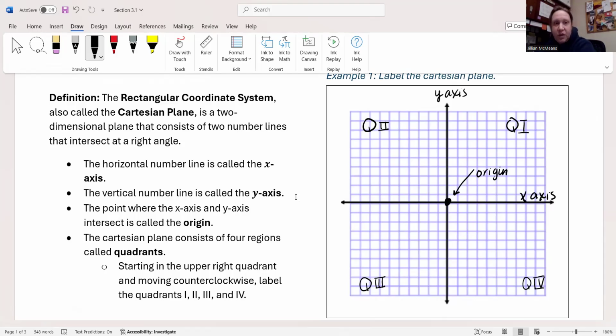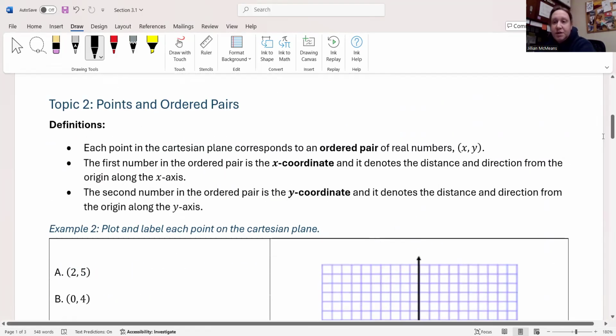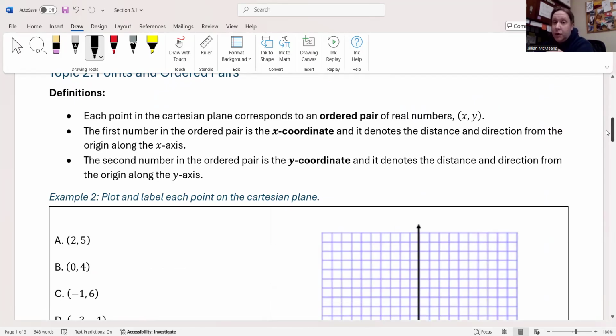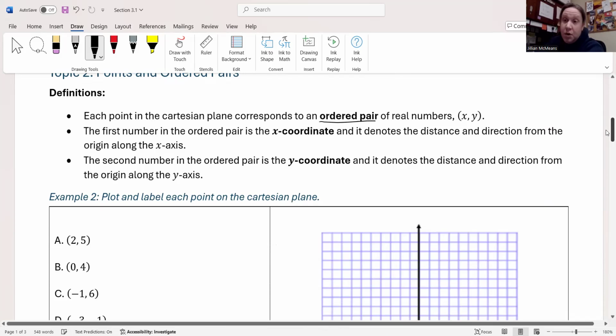Okay. So for topic 2, we have points and ordered pairs. Let's look at a few definitions here. The first definition is each point in the Cartesian plane corresponds to an ordered pair of real numbers. You need to know what ordered pairs are because that's the heart and soul of what we're going to be doing when we graph. We have to know these ordered pairs. Ordered pairs always come in this format: two numbers in parentheses separated by a comma, okay?